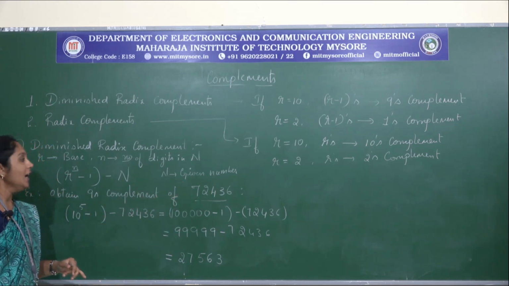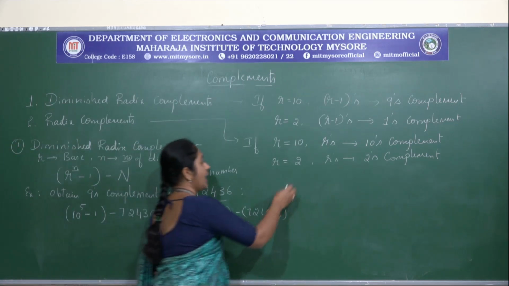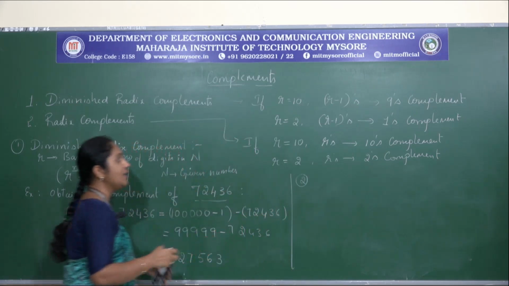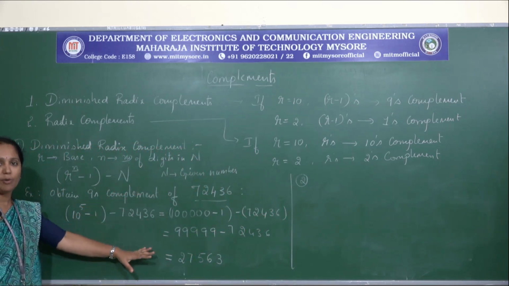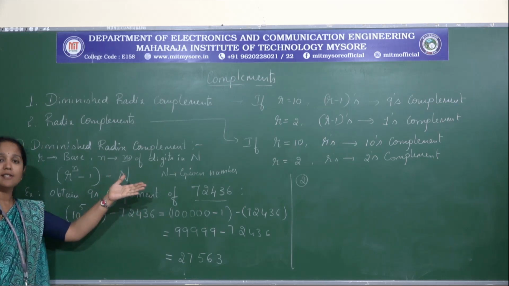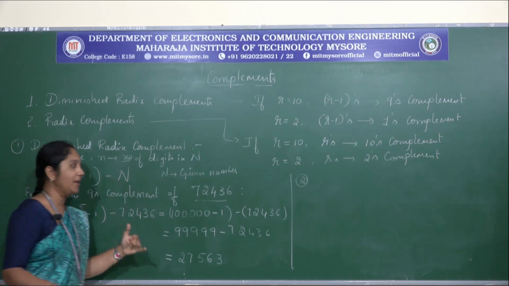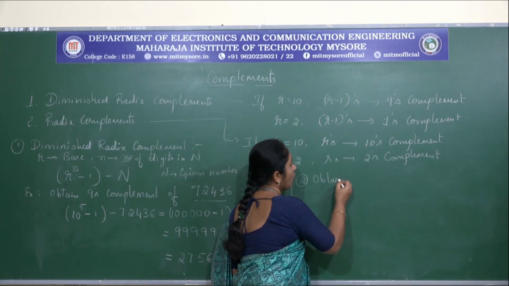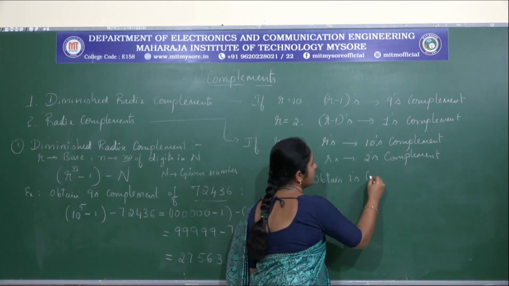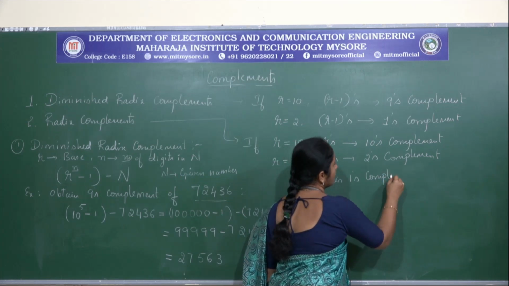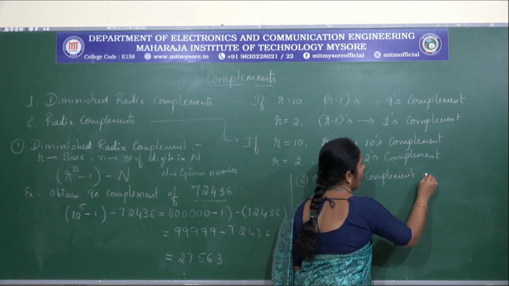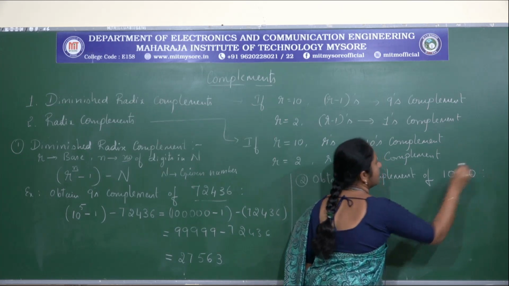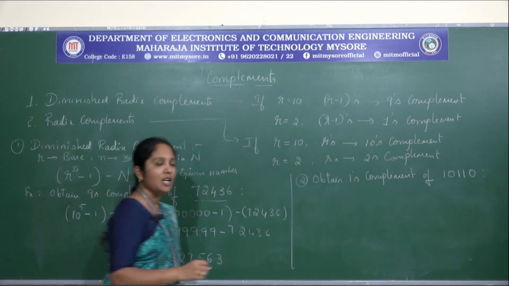72,436, okay. And now let me consider another example, but I am going to consider the second example in binary, because we have learned how to obtain 9's complement. Now we need to understand how to obtain 1's complement, okay. So let us consider the question: obtain 1's complement of 10110. Let me consider this is the given sequence, okay.